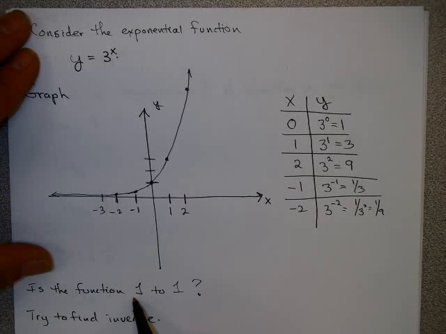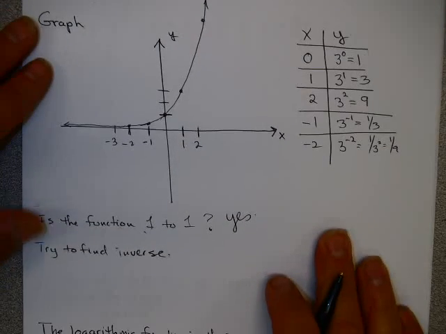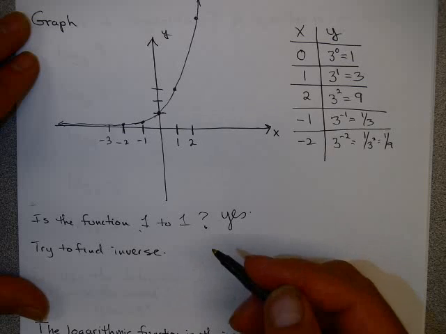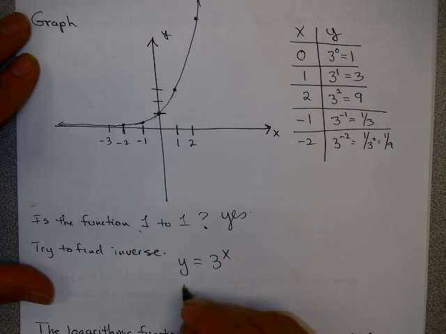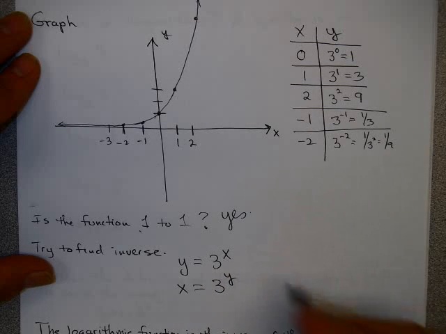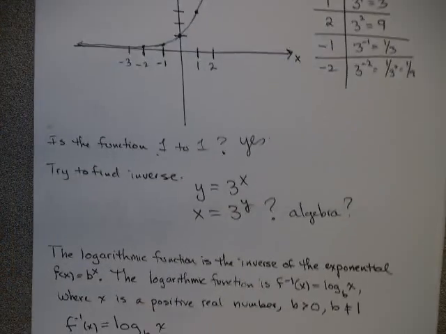Is this function one-to-one? Well, it certainly passes the horizontal line test, so the answer is yes. So let's try to find the inverse. Using the examples from the last section, I would say y equals 3 to the x, so that means x equals 3 to the y. Uh-oh, how do I solve this? I don't have an algebraic way, so algebra doesn't really help me here. So I need to define something new, and what we're going to define is the idea of a logarithm.